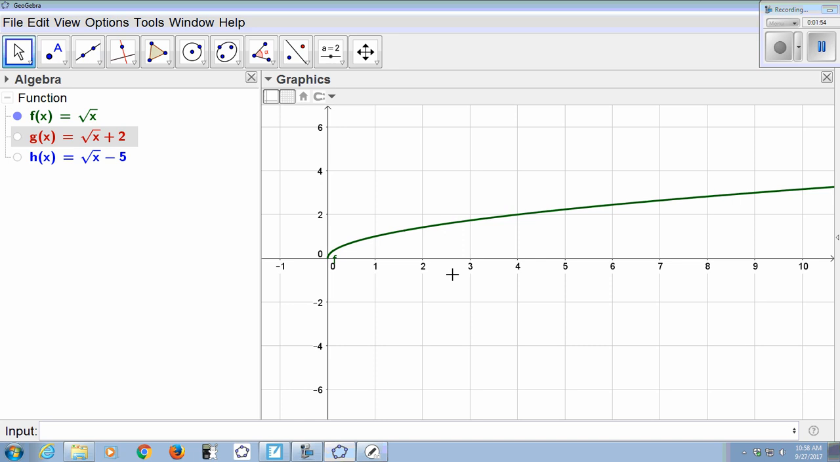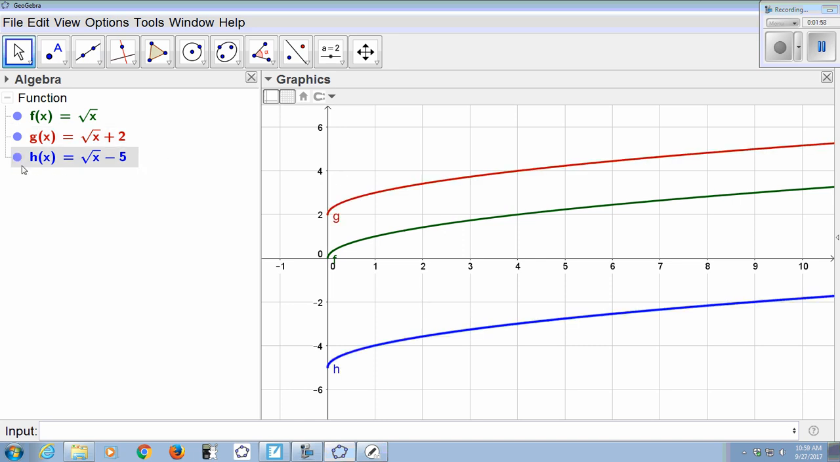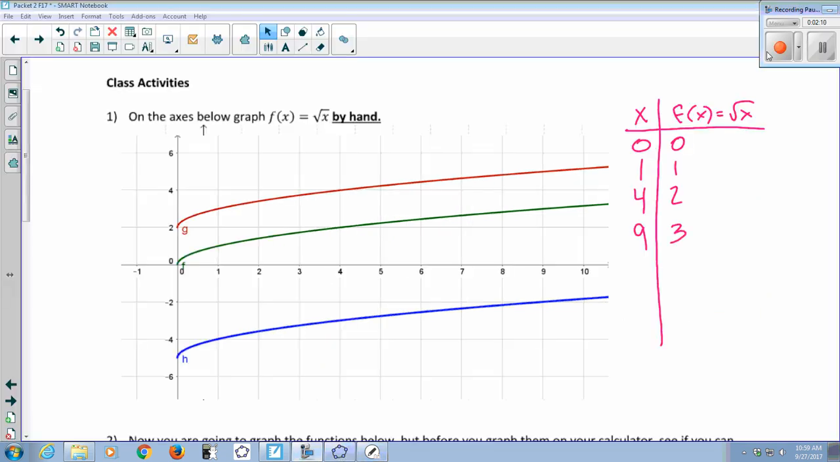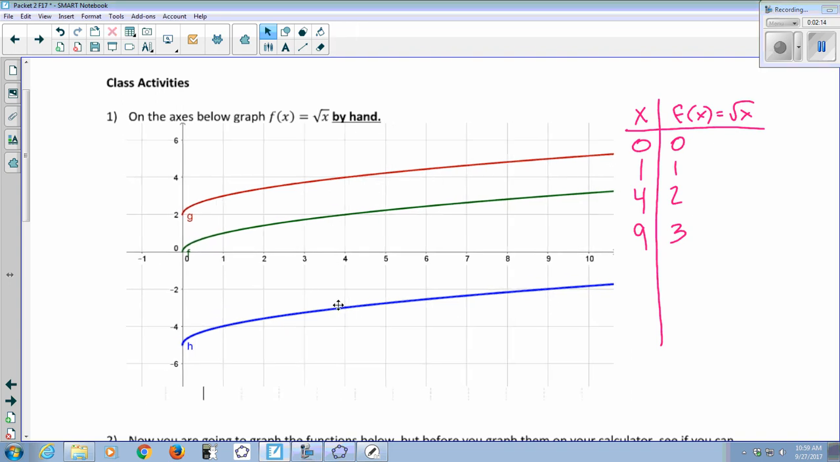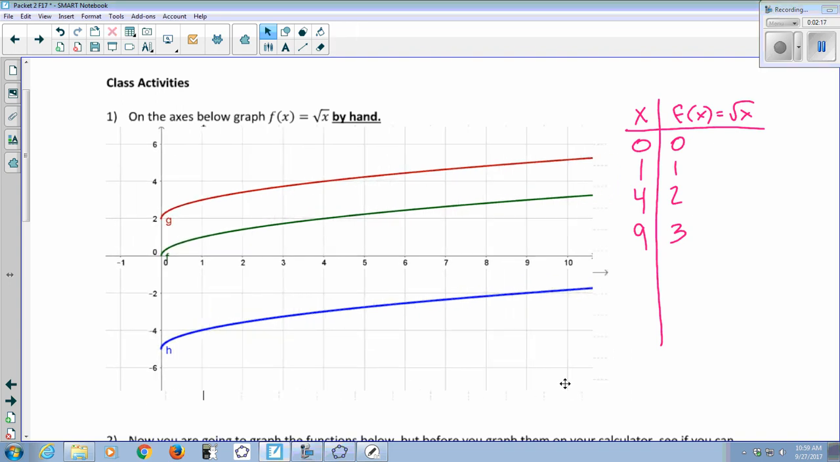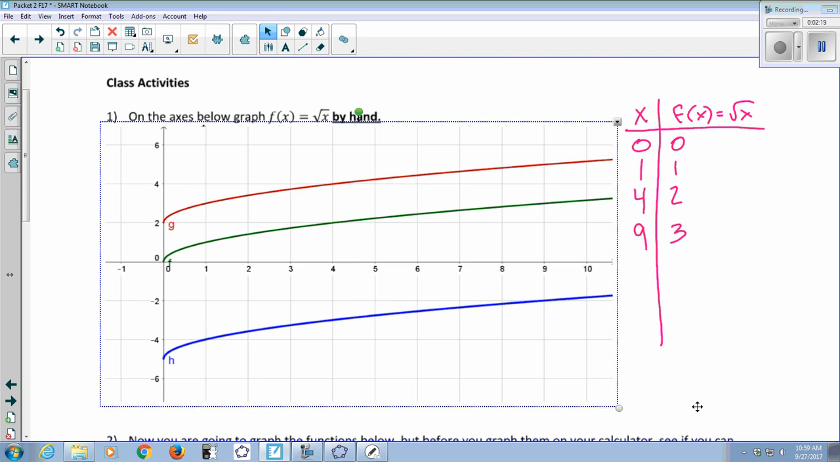All right, so I'm just going to do these two graphs using some technology. So I have f already graphed here, and then g and h. And yeah, it looks like g took f and went up 2, and h started at f and went down 5. So I will take a quick picture. Okay, I pasted the picture from GeoGebra into our file here.